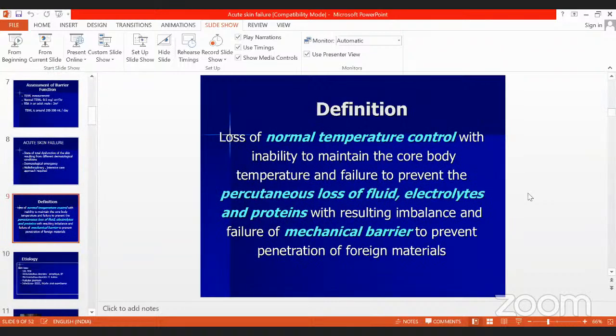So to define it, there's a complicated definition, but I've highlighted those in the green color. There is loss of normal temperature control and failure to prevent percutaneous loss of fluid, electrolytes, and proteins, with resultant imbalance and failure of the mechanical barrier. So three things suffer. One is temperature control, second is percutaneous loss of fluid, electrolytes, and proteins, and third is the failure of the mechanical barrier to prevent penetration of foreign materials.